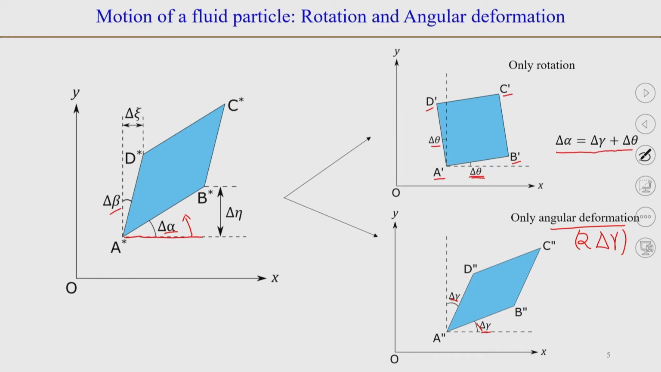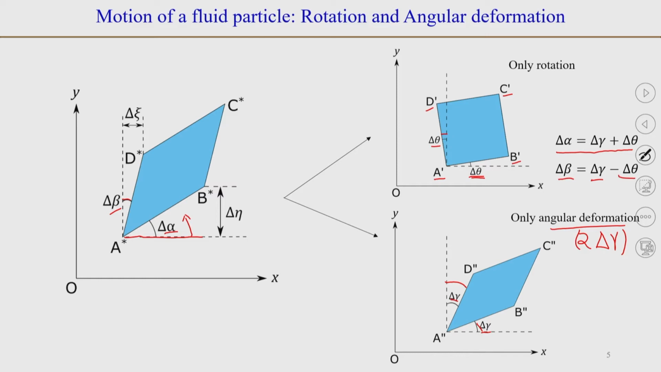Now, if we look at the rotation of line AD, then the net rotation is delta beta, which is in the clockwise direction, and this is being caused by a rotation of delta theta in the anti-clockwise direction, and angular deformation or rotation of side AD by an amount delta gamma in the clockwise direction. So, delta beta will be equal to delta gamma minus delta theta.